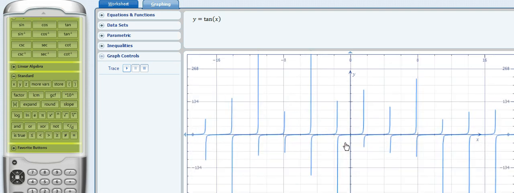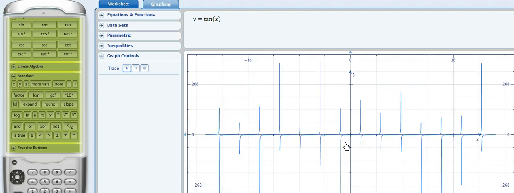As we can see, every π/2, here we have π/2. Every half π we have an asymptote. So this is the drawing from minus infinity up to plus infinity. We have an asymptote at π/2 over here, at minus π/2, and so on.